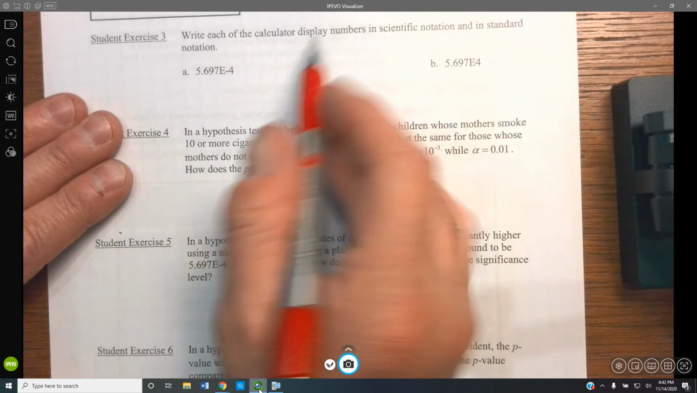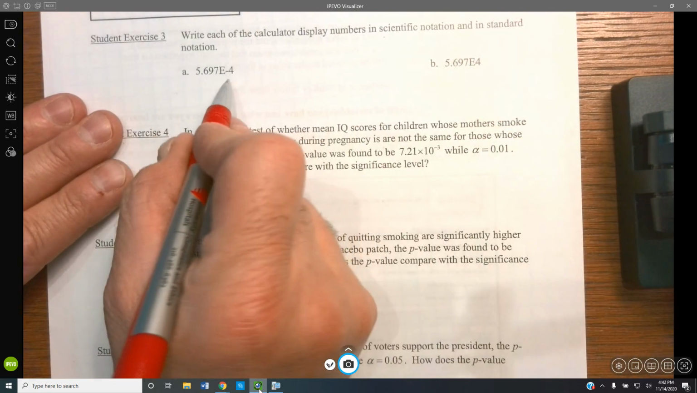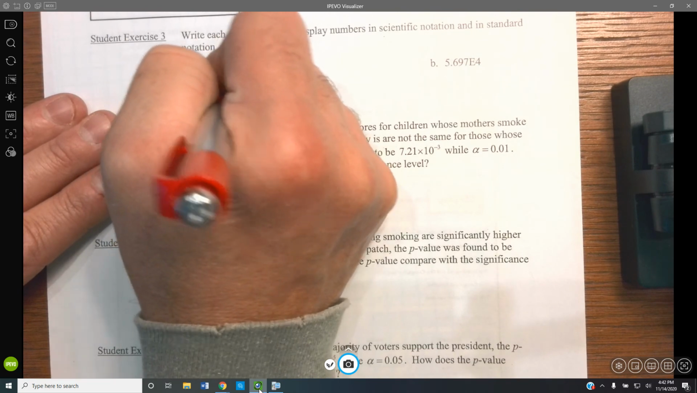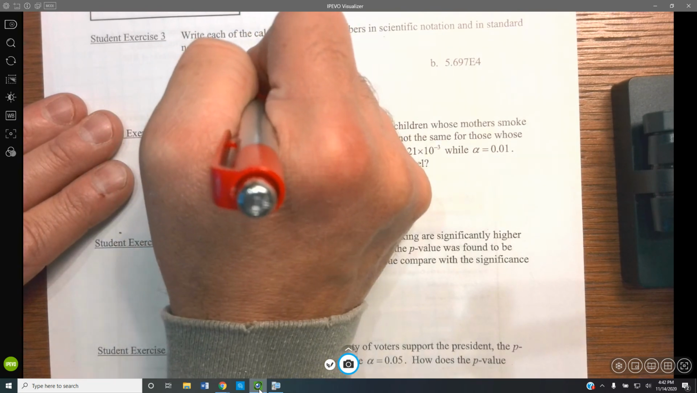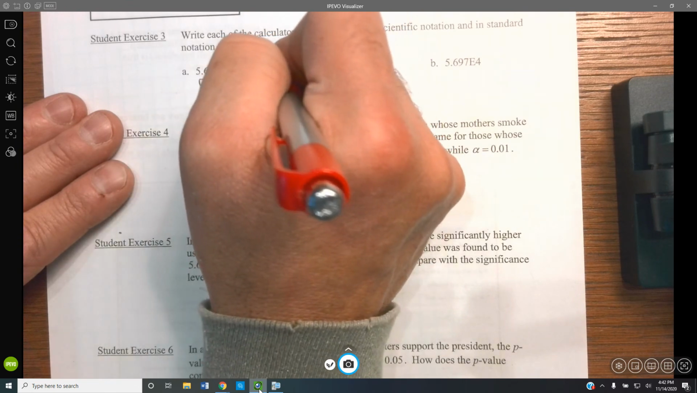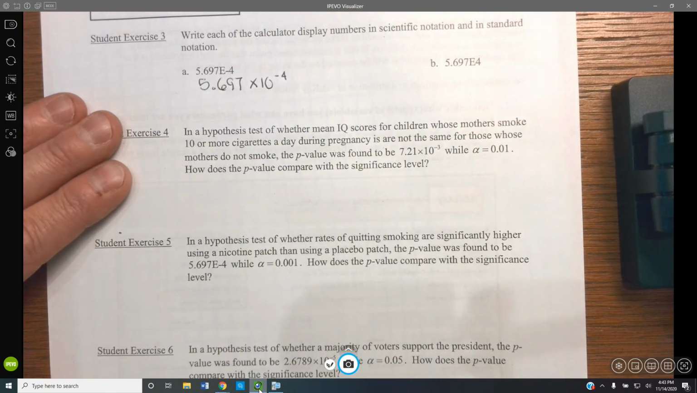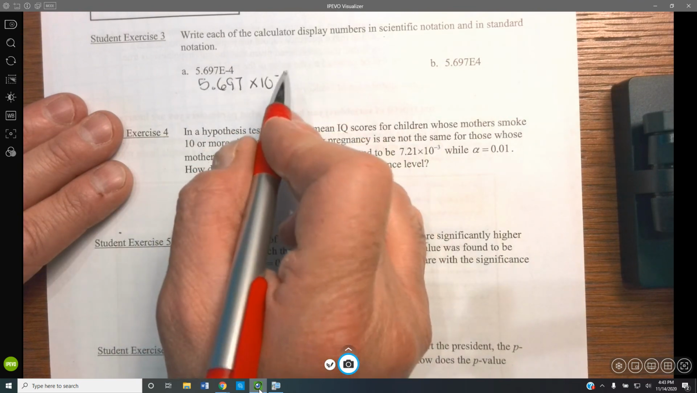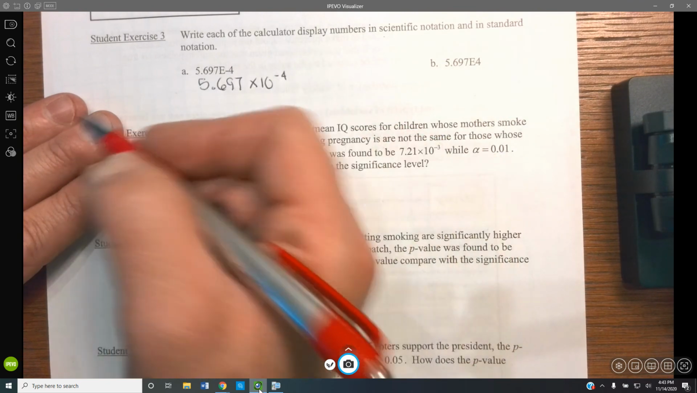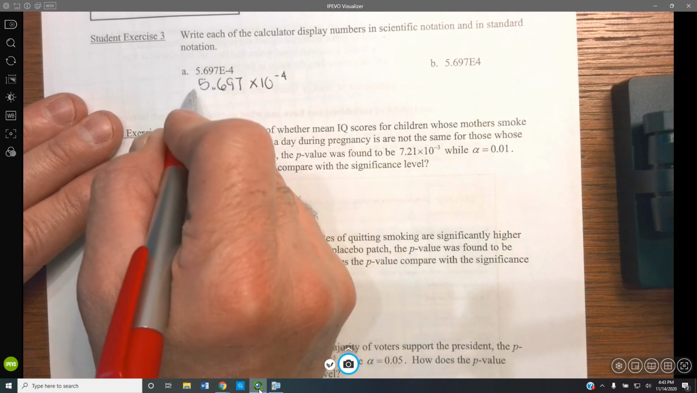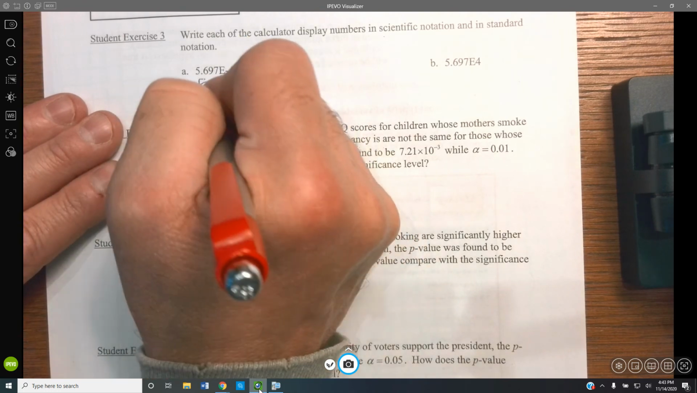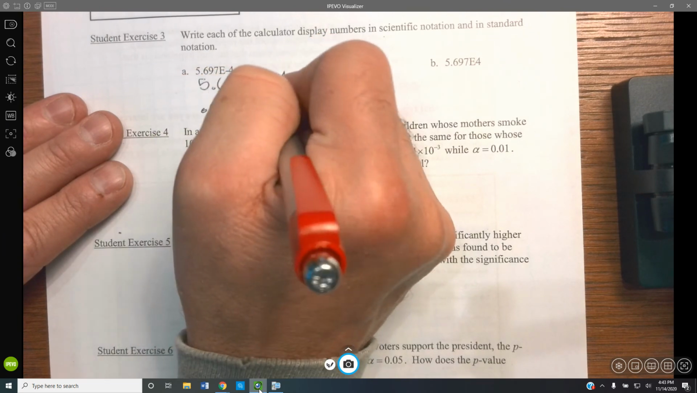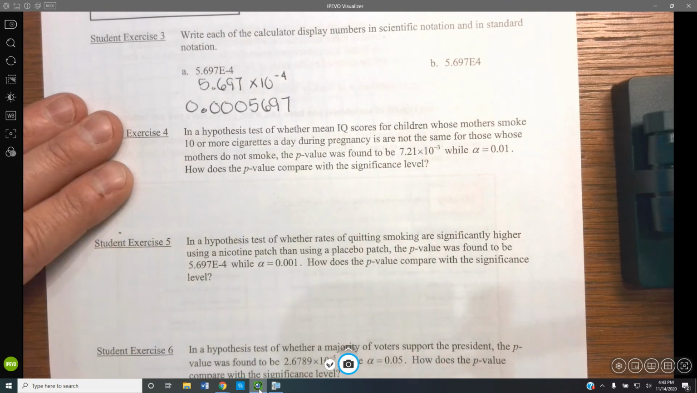First of all, it says we're supposed to write this in scientific. Okay, well, I know this means times 10. So it's going to be 5.697 times 10 to the negative 4. There's the scientific. Standard means get rid of all of this. Negative exponent, move to the left. One position here, and I need 3 more. So I need 1, 2, 3, 5, 6, 9, 7. And I'm going to put a 0 right there.